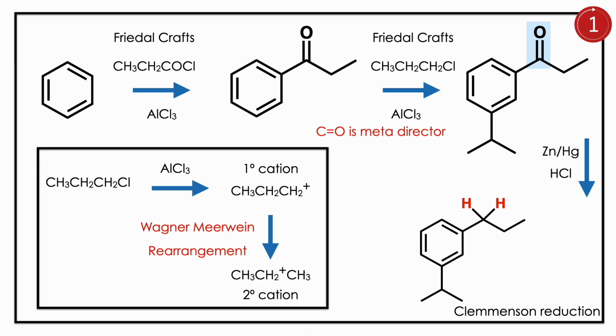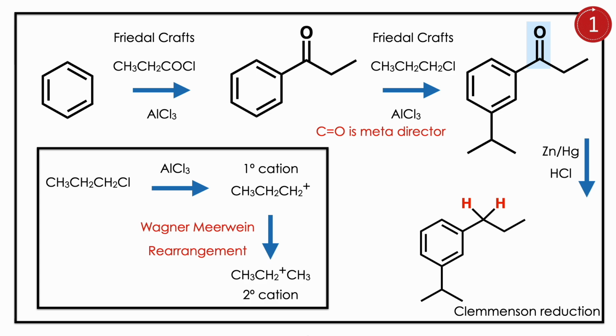The first step will be Friedel-Crafts acylation. So acylation happened. You have carbonyl attached to the ring, which is the meta director. Then the Friedel-Crafts alkylation reaction, but the cation will rearrange itself because a primary cation is less stable than a secondary. So the secondary forms, and it attacks the ring. But the reaction happens at meta because CO is the meta director.